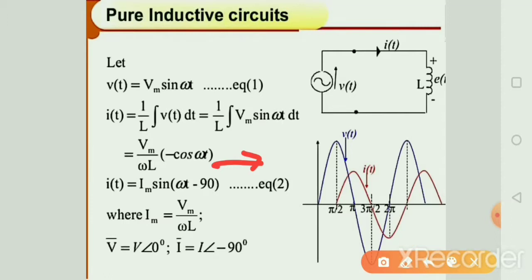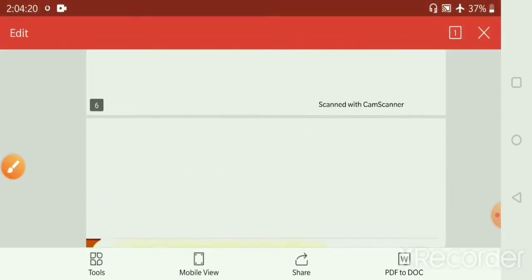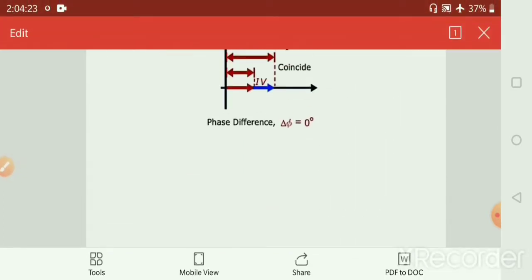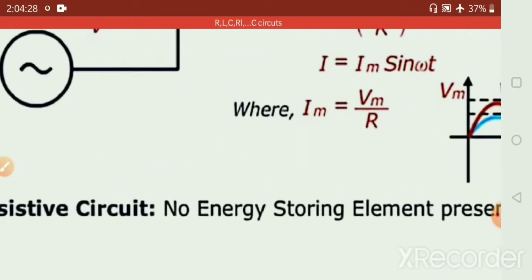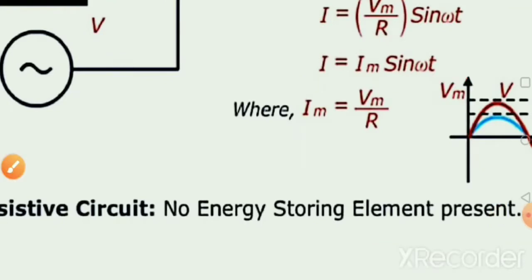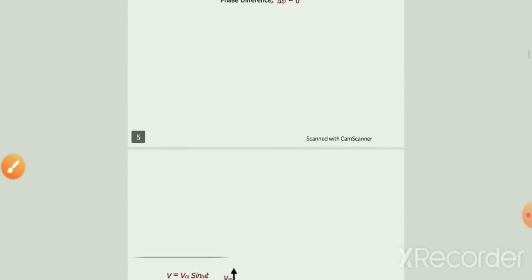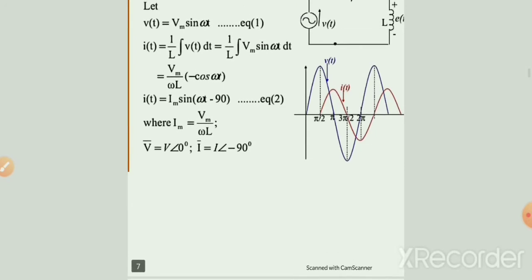So this is our equation for the inductive circuit: i equals Im sin(omega t minus 90). If we compare this equation to the standard equation, we know the standard equation for i is Im sin omega t. So if we compare it with the standard equation, we can see that here the current lags the voltage.